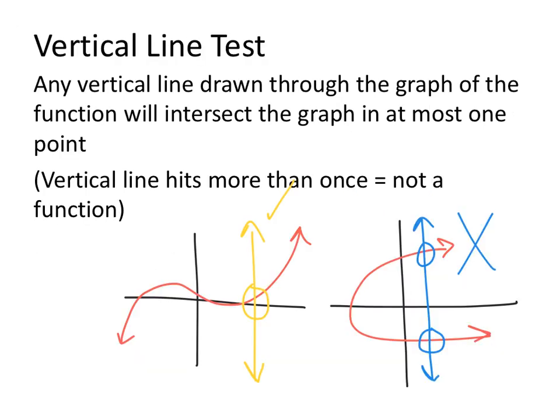One tool that we have to test if something is a function is the vertical line test, if we have the graph. And that means if you draw a vertical line anywhere on the graph, it only hits the graph at one point. So for example, on this first one, this is a function because no matter where you draw the vertical line, it will only cross the graph once. This one is not a function because you draw a vertical line and there's one x coordinate with two different y coordinates. So it's not a function, it fails the vertical line test.